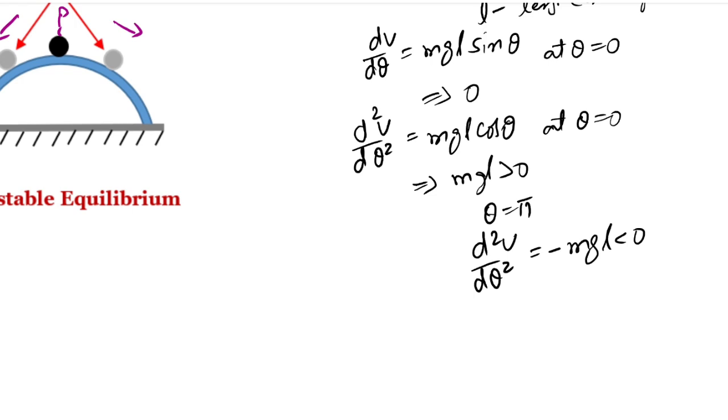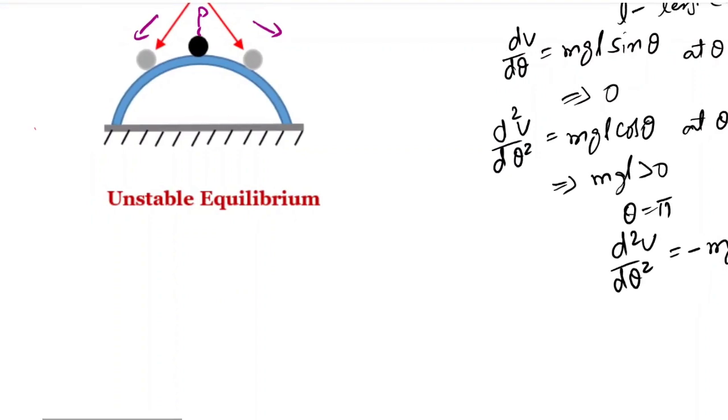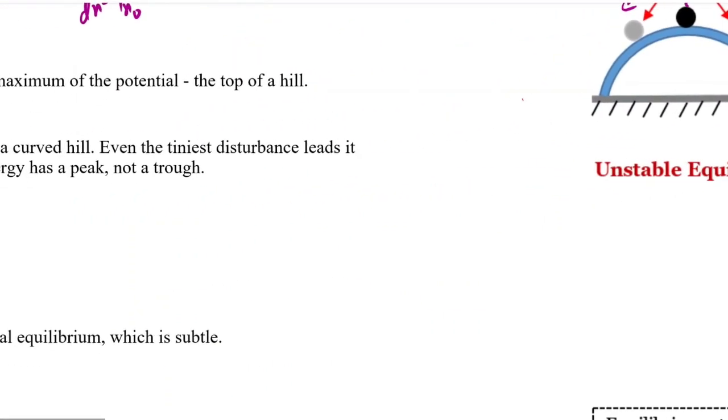So physically, if we interpret this, at theta is equal to pi, the pencil is balanced upside down. Any small tilt causes it to fall permanently, as the potential energy decreases away from the equilibrium, making it completely unstable. So this is how we can describe unstable equilibrium.